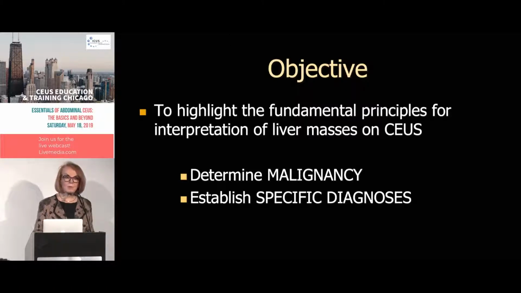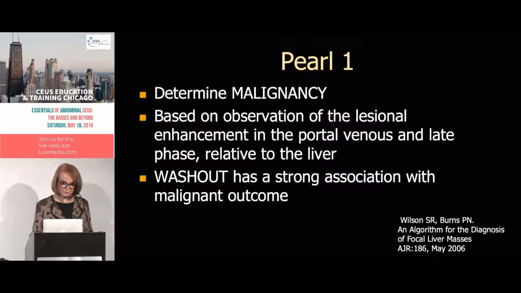This is with two basic objectives. The first one is to determine if the mass is malignant, and the second one is to establish a specific diagnosis. I call these ultrasound pearls. Pearl number one, based on the conversation that we had earlier, is that which determines whether the mass is malignant or not. Even though we've already done the arterial phase, we're looking at the observation of the lesional enhancement in the portal venous and the late phase relative to the liver. We recognize that washout has a very strong association with malignant outcome. This is not an absolute rule, but there is a strong association.